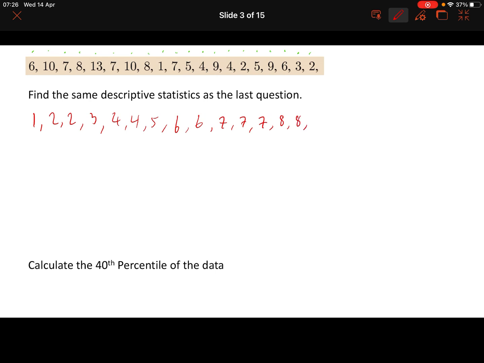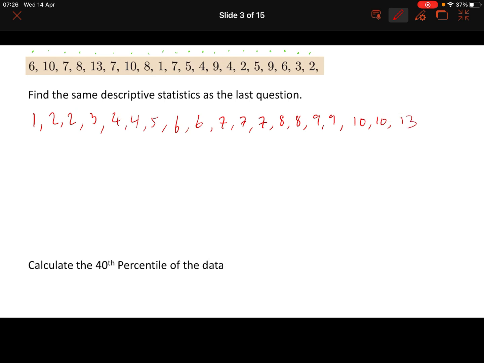9s. Yeah, I can see 2 9s. I can see 2 10s. Can't see an 11. Can't see a 12, but I can see a 13. Right, I reckon I probably missed some.